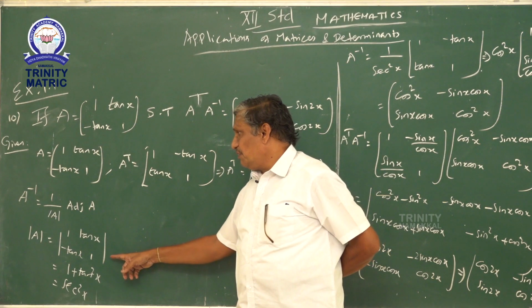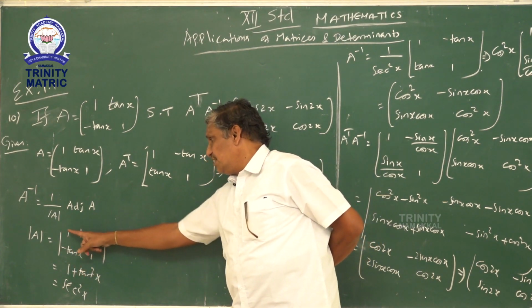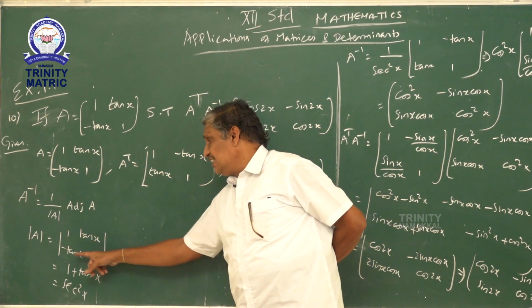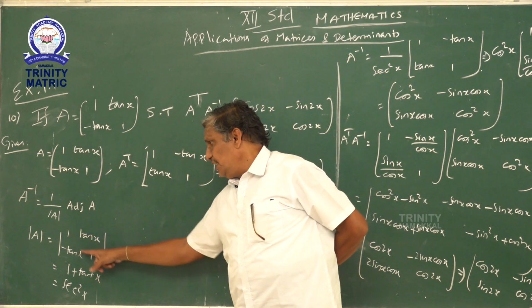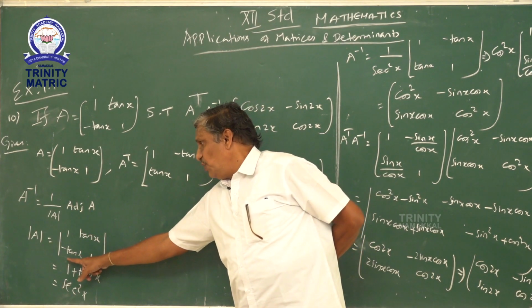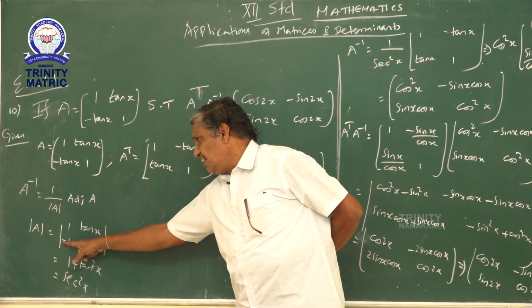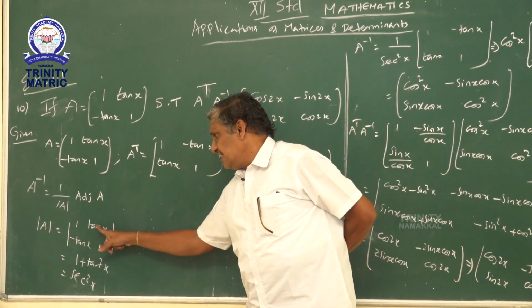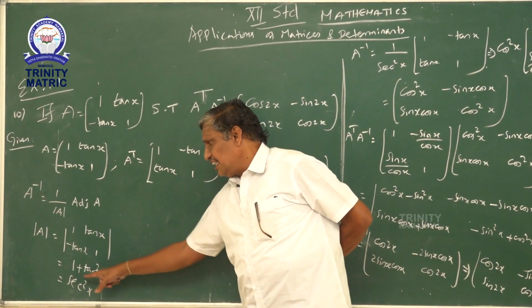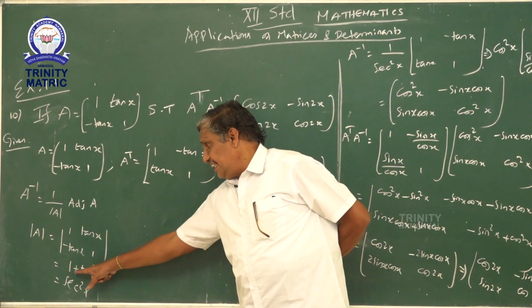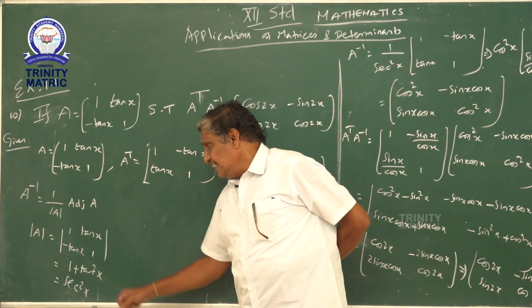How will we find the determinant value? You have to put the determinant symbol, 1 tan x, minus tan x 1. 1 into 1 is 1. Minus into minus is plus, so tan into tan, tan square x. We know the identities. What is the identity? 1 plus tan square x is equal to secant square x.